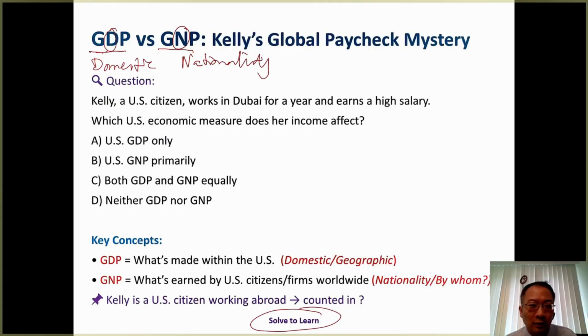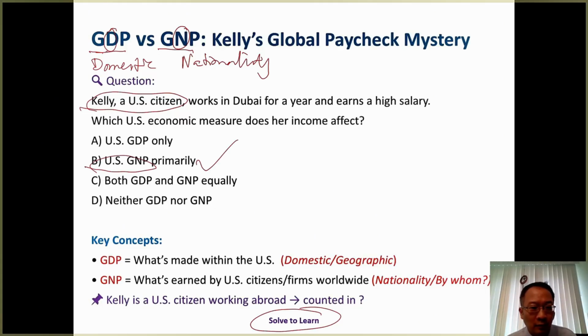All right, Kelly is a US citizen working in Dubai, earning some wages. So which US economic measure does her income affect? Okay, which ones does it affect? First, Kelly is a US citizen. This already proves that her income definitely counts toward the US GNP, so D is definitely correct.